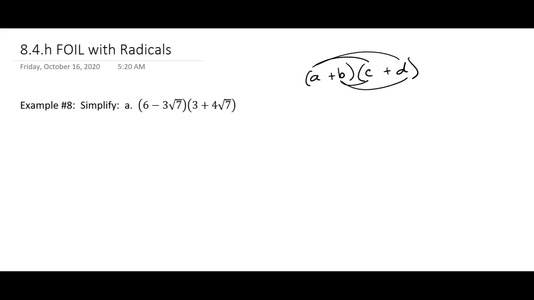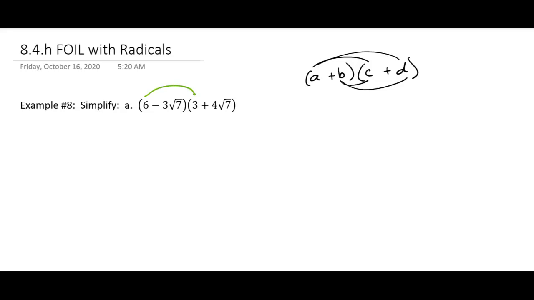Now, these are actually just real numbers. This is a real number, and this is a real number. So they're just in that form, like a binomial. And so we're going to use that FOILing thing. Okay, so I'm going to try to color coordinate this.